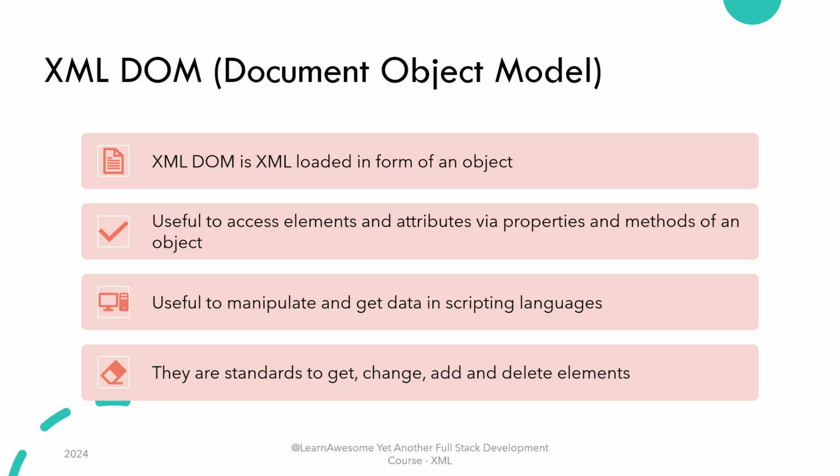Since we can do all this stuff with XPath and XQuery, another related concept is the XML Document Object Model and its successor, the HTML Document Object Model. Both allow an XML document to be parsed into an object and manipulated and queried via object syntax in languages like JavaScript. There are standards to get, change, add, and delete XML and HTML elements. And it is easy as XML is accessible via properties and methods.